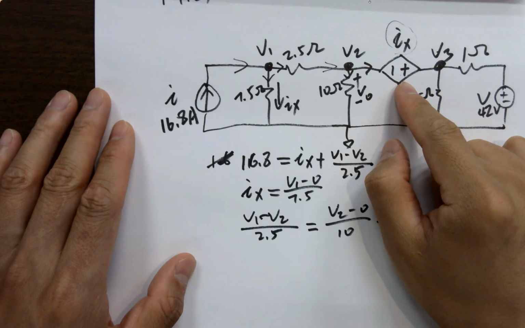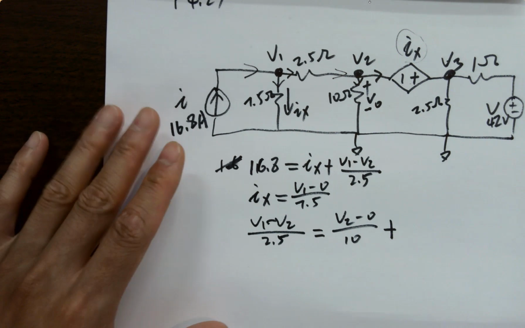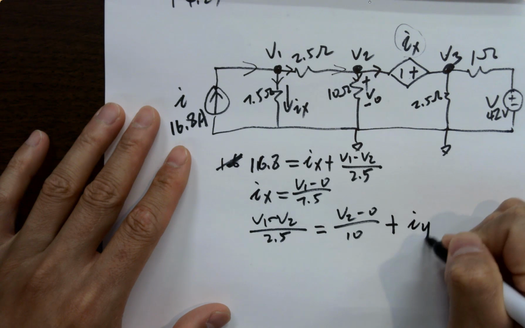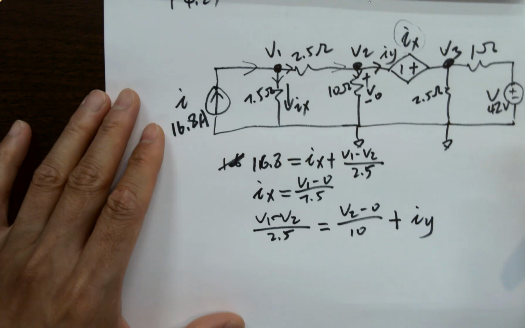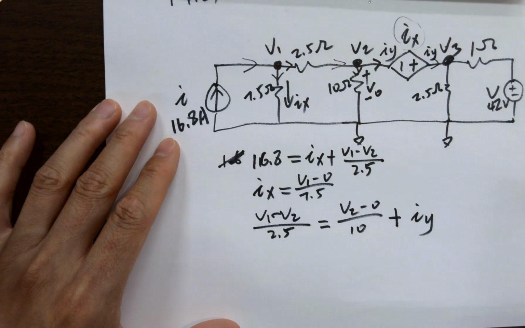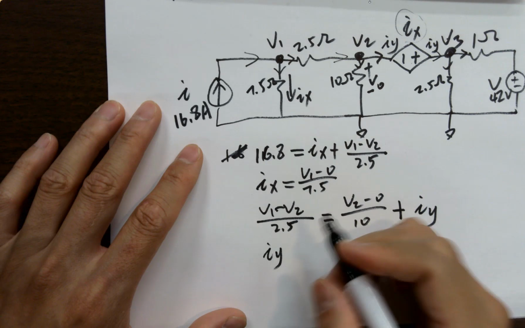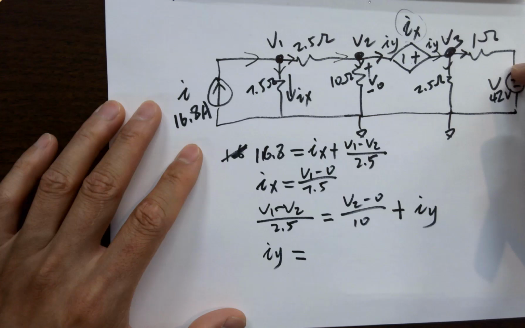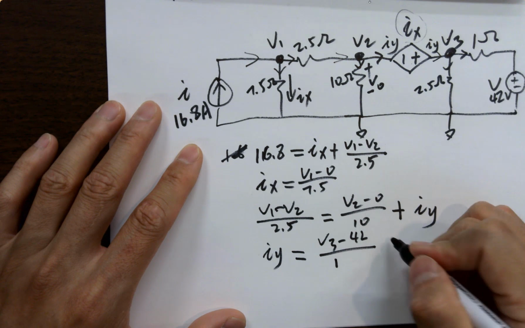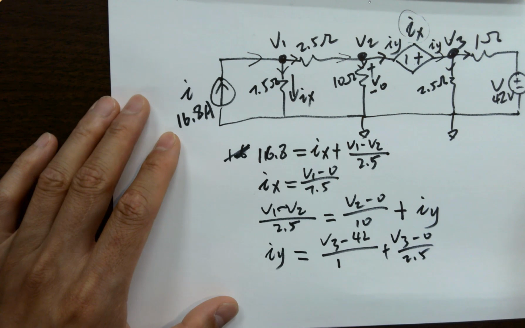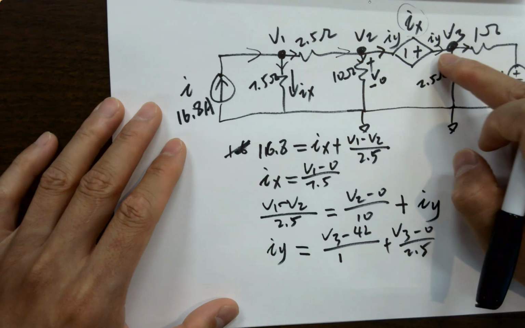Is the current here Ix? It's a voltage source, it's not a current source. You don't know the current. How to find the current? Just assume it. Let's see what's gonna happen. Next, same current, right, IY. IY goes in, this equals V3 minus 42 over 1 ohm here. And here's V3 minus 0 over 2.5. Are we getting into a problem by introducing IY here?